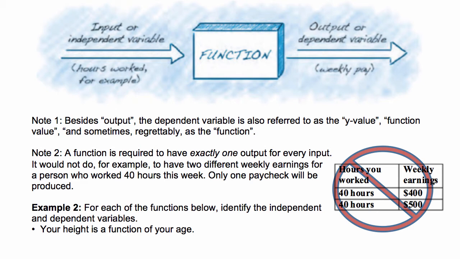Note 2. A function is required to have exactly one output for every input. It would not do, for example, to have two different weekly earnings for a person who worked 40 hours a week. Only one paycheck will be produced.